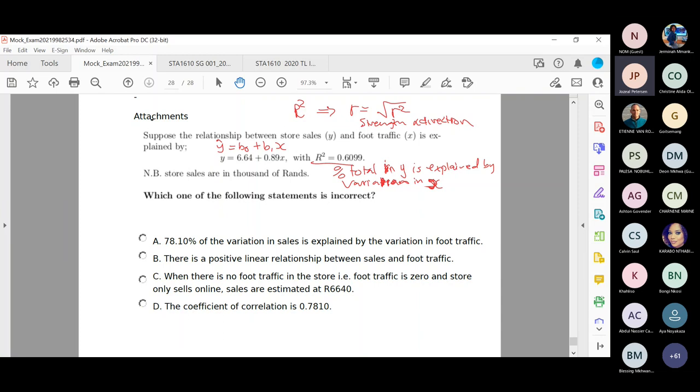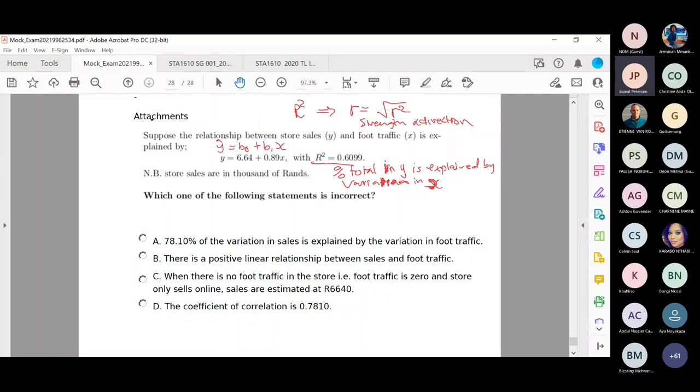Interpreting the slope: one additional unit increase or decrease in the value of this will increase or decrease the value of that. So a one unit increase in the value of X will have an impact, either a decrease or an increase, in the value of your Y. And that's how you interpret your slope.